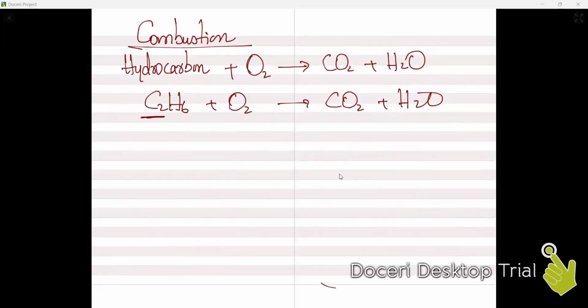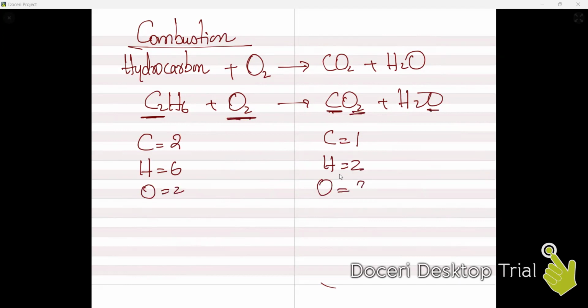For example, on this side right now, carbons are 2. Here the carbon is 1. Here hydrogen is 6, and here hydrogen is 2. Here oxygen is 2, and here oxygen is 2 plus 1, 3. Now, here's the trick. First you're supposed to balance the carbon. If you balance the carbon, it will be easy to balance the other things as well.